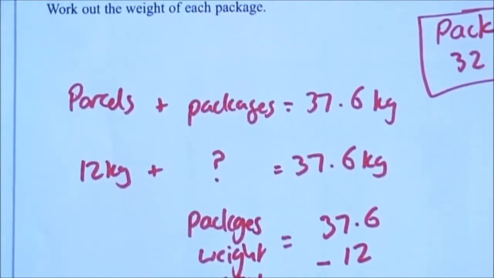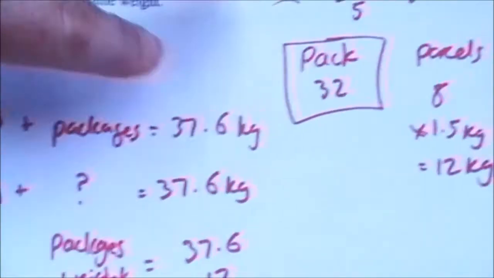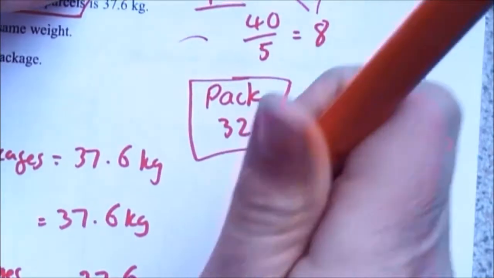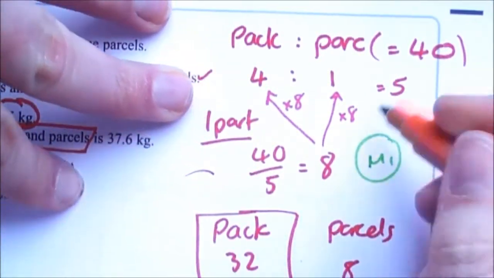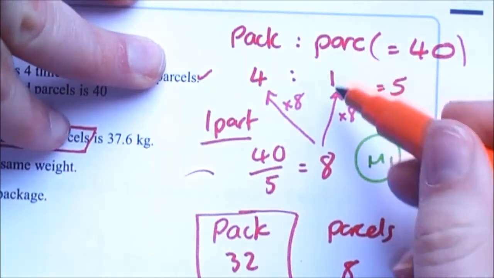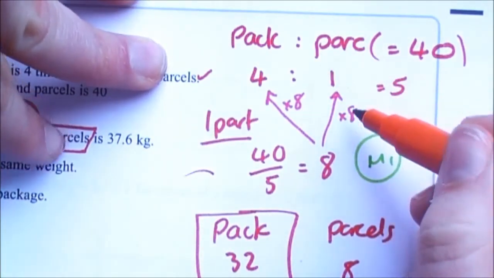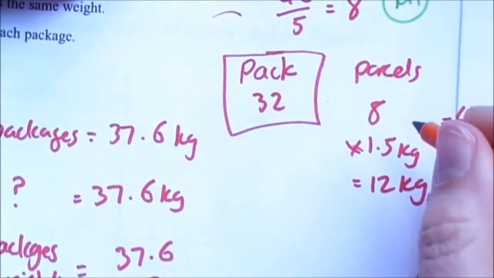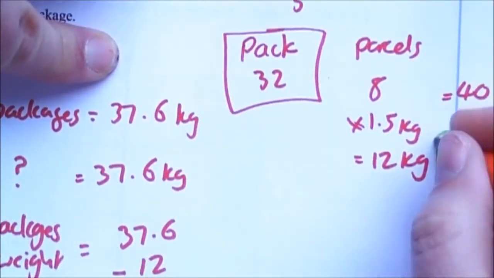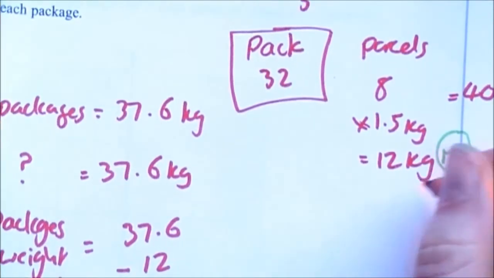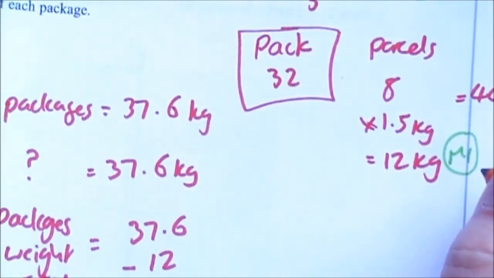This was a 4-mark question, and despite the question being so complicated, the mark scheme is actually quite simple. You get your first mark up here for correctly working out that you were going to have 8 parcels. And then from that, you could have done 8 parcels times by that gives you your second method mark, which is the fact that the parcels add up to 12 kilograms.